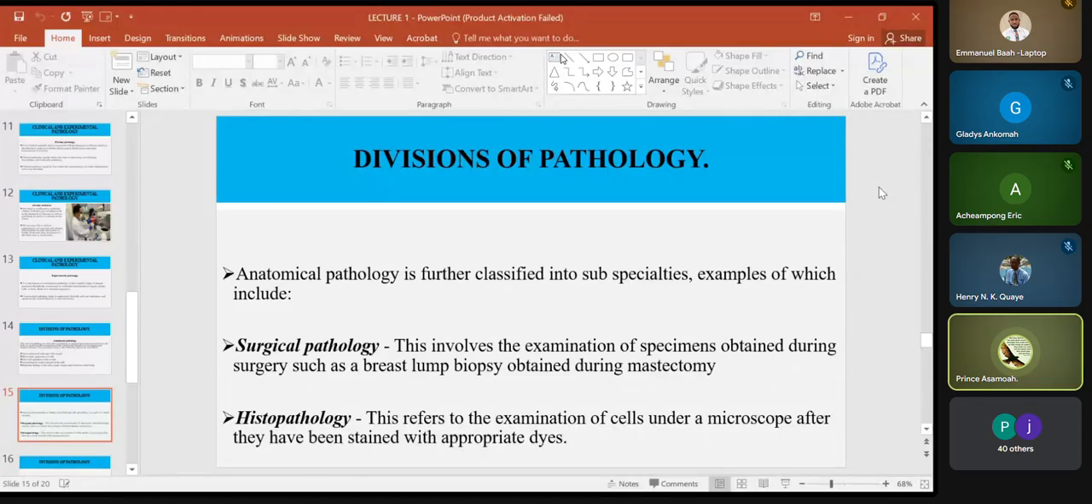Then we have histopathology, which refers to examination of cells under a microscope after they have been stained with appropriate dyes. Where we can really analyze a lot of disease conditions histologically.